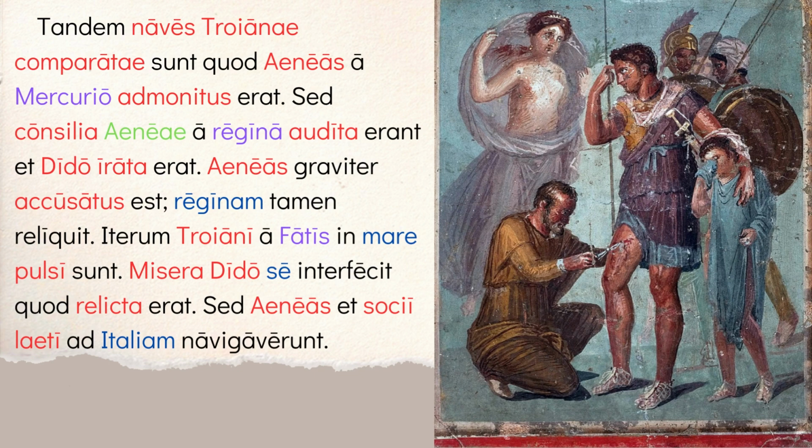Then you have the last line. You have Aeneas et soci laeti ad Italiam navigaverunt. But Aeneas and his allies, et soci, and his happy allies, you could say soci laeti, they navigaverunt, they sailed ad Italiam, to Italy. Okay, so she is left behind. Dido, he kind of leaves a mess in his wake, but Aeneas and the happy allies set sail to Italy. And in this part of the story, they're on their way to getting to Italy and founding the Roman people.